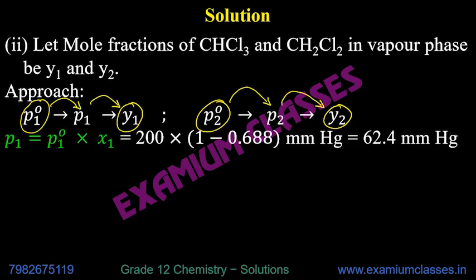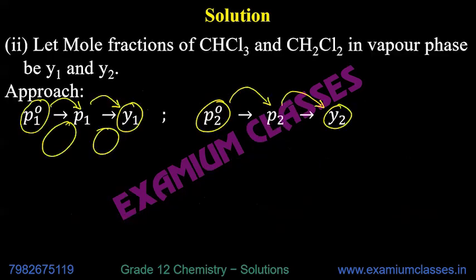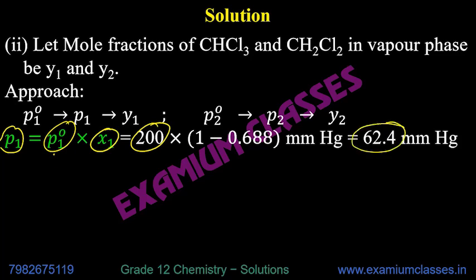So P1 equals P1 naught X1. And X2 we have calculated, if you remember, so X1 will be 1 minus X2. So P1 equals P1 naught X1. P1 naught is given as 200. X1 will be 1 minus X2. So we got the value 62.4 mm of Hg for P1.